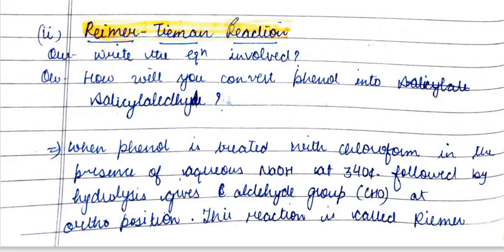Now next comes the Reimer-Tiemann reaction. Write the reaction involved, the equation involved: how will you convert phenol into salicylaldehyde. In this, phenol is treated with chloroform in the presence of aqueous sodium hydroxide at 340 Kelvin, followed by hydrolysis, which gives an aldehyde group at the ortho position, and this reaction is called the Reimer-Tiemann reaction.